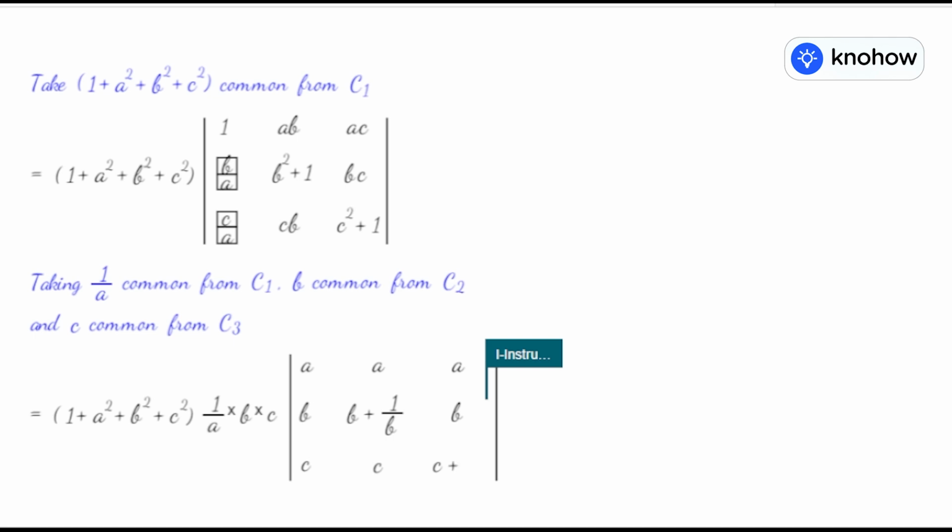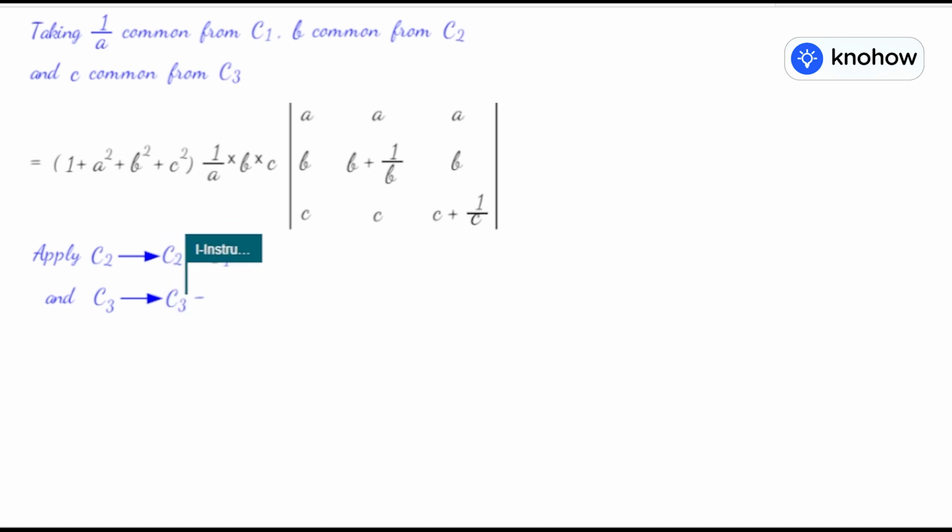And now we are very near to the answer. What do you do? Because in row 1 you have a, if we apply C2 minus C1 and C3 minus C1, we will get 2 zeros, and it will be easy to expand them. So you change C2 to C2 minus C1, and C3 also to C3 minus C1.